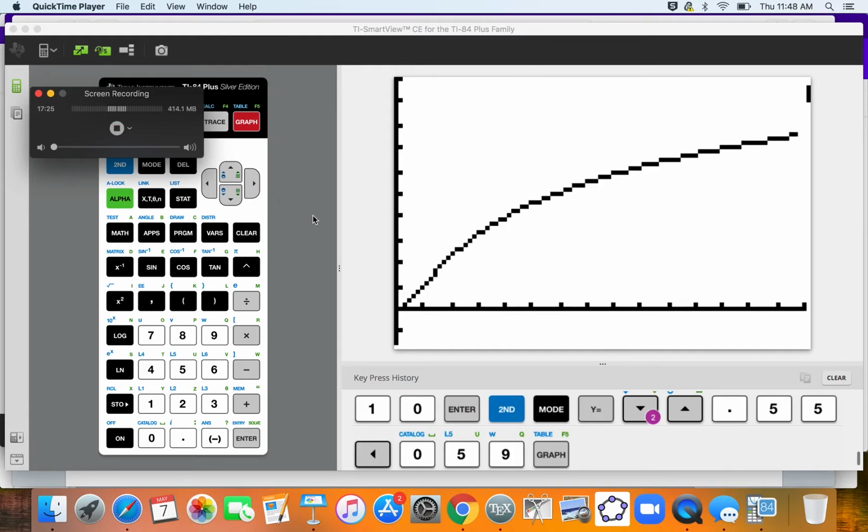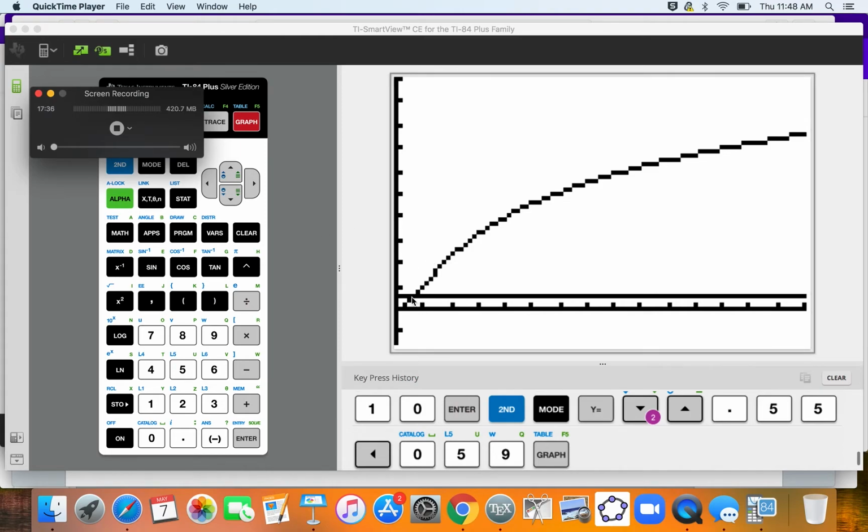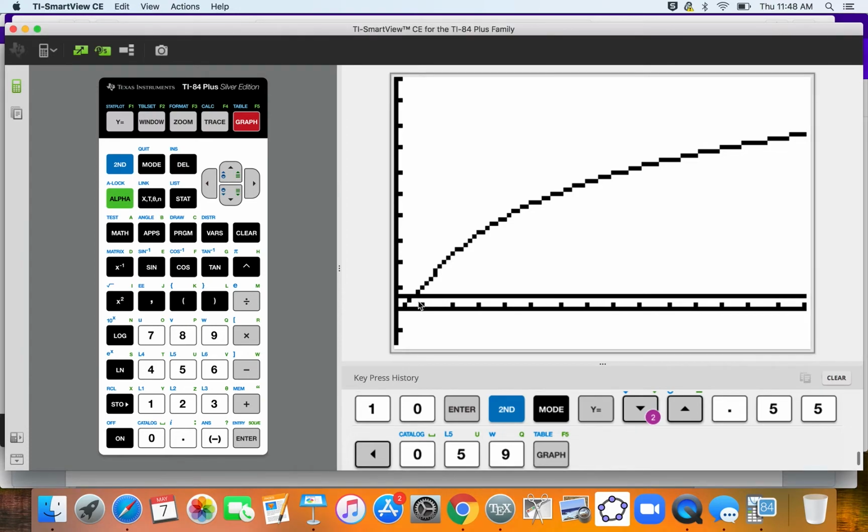Okay, sorry about that. I just realized you can't use x as a constant in y equals, so I actually had to go in and type in y2 equals 0.5059. But here is, we're looking for this point of intersection, right here.